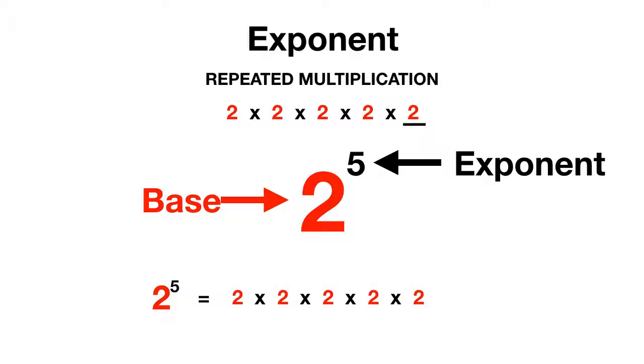Now this isn't a shortcut for solving it. You still have to multiply all of the 2's out. 2 times 2 is 4, 4 times 2 is 8, 8 times 2 is 16, 16 times 2 equals 32. So 2 to the power of 5 equals 32.